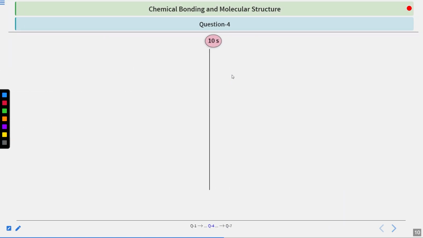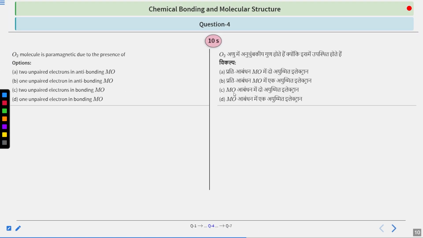So if you talk about question number 4, question number 4 says that O2 molecule is paramagnetic due to the presence of, options are, 2 unpaired electrons in anti-bonding molecular orbital, 1 unpaired electron in anti-bonding molecular orbital, 2 unpaired electrons in bonding molecular orbital, and 1 unpaired electron in bonding molecular orbital. So you have 10 seconds to solve this question. Your time starts now.